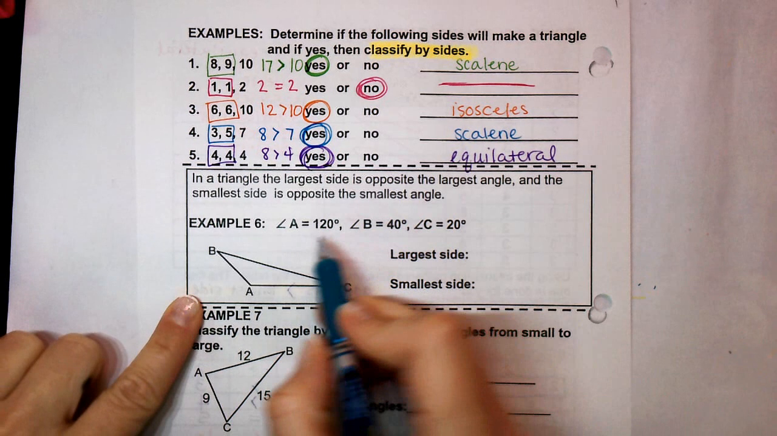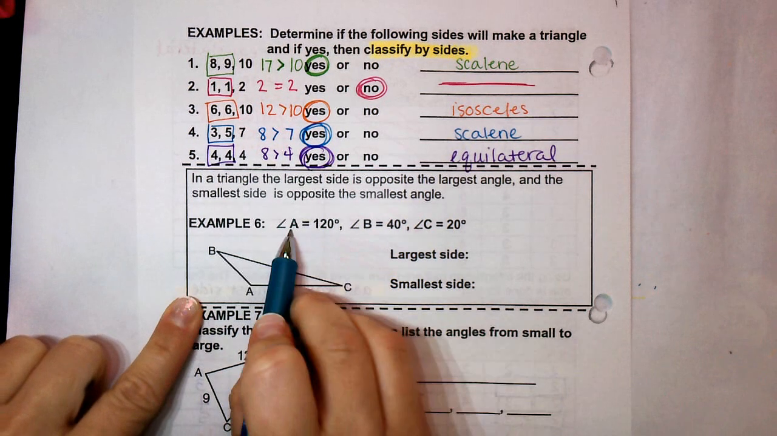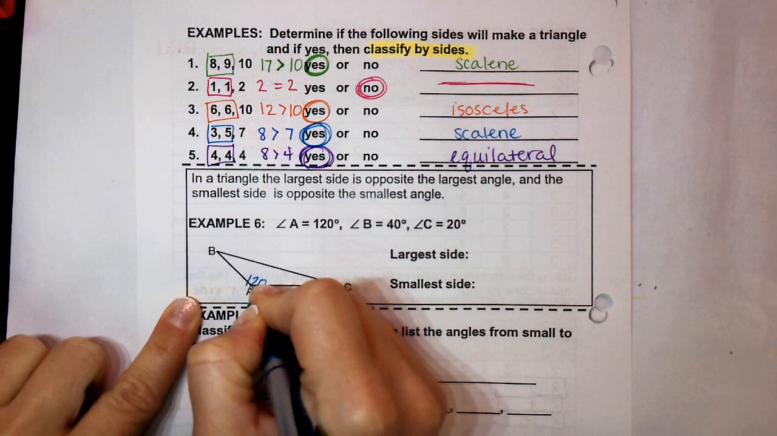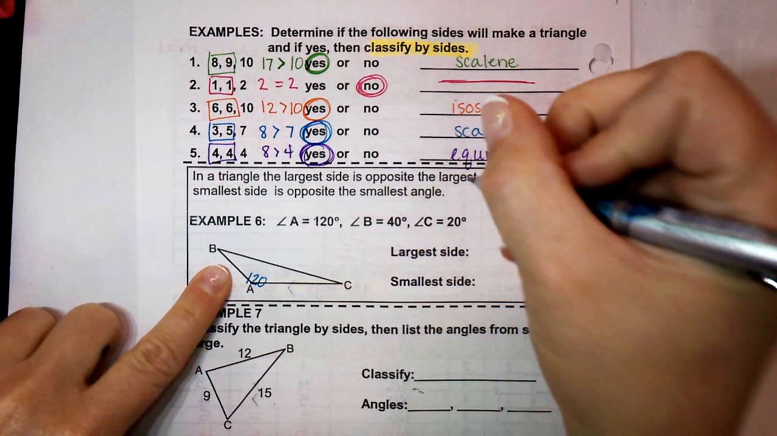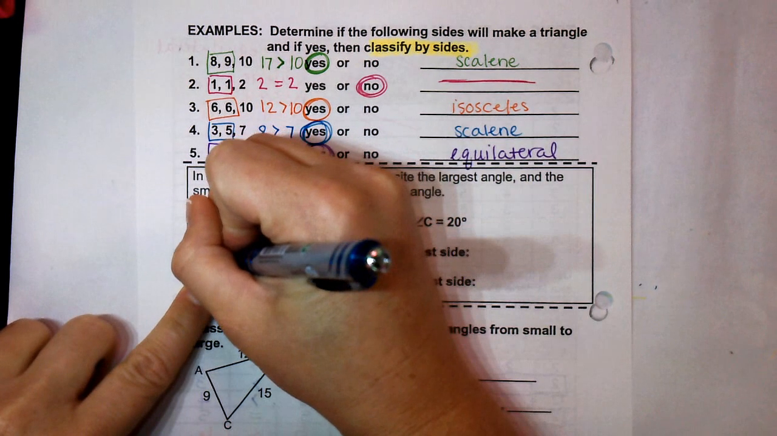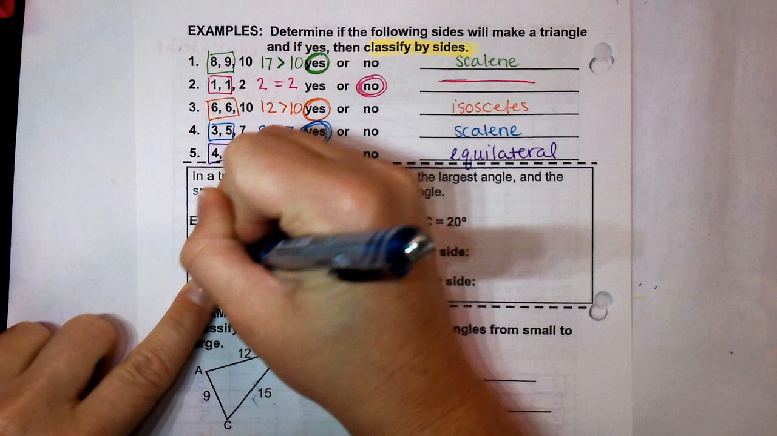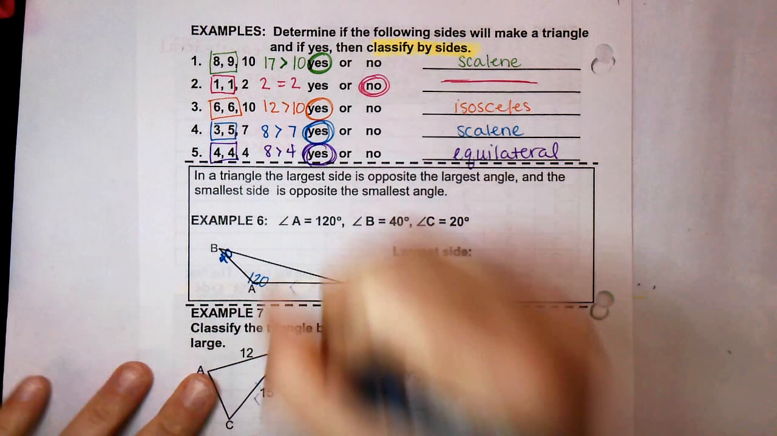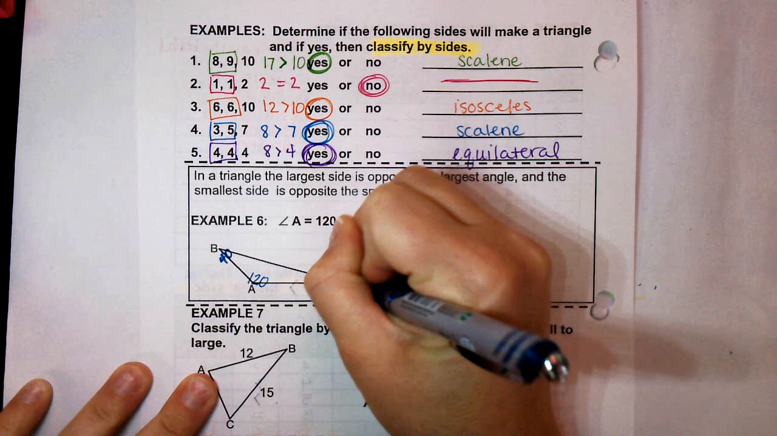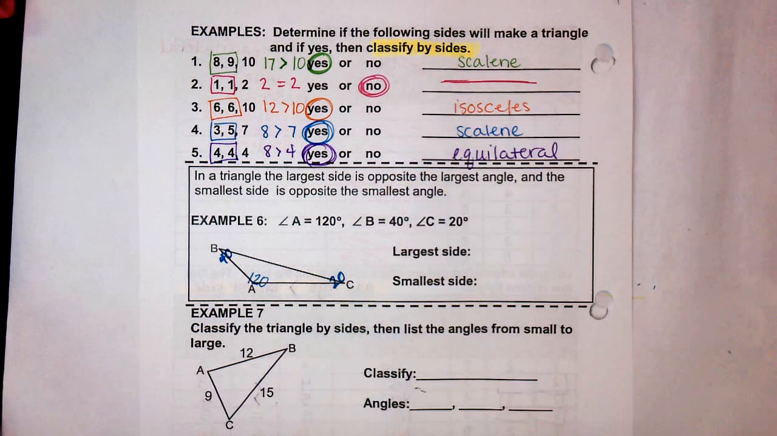So look, if I label angle A is 120. Okay, and I know our triangle is very skinny. I'm going to do my best to write these so you can see them. B is 40. And then C is 20. All right, those are my angle measures.